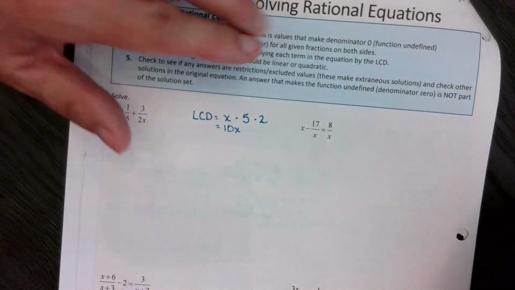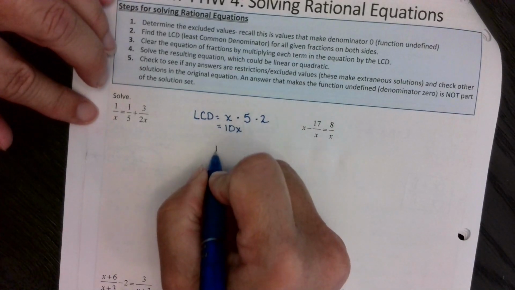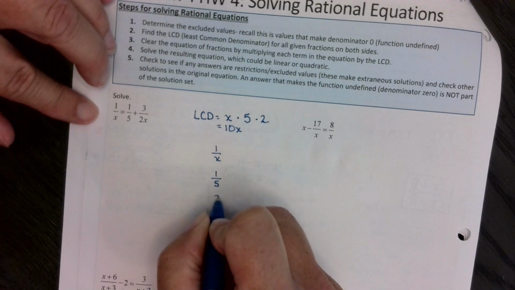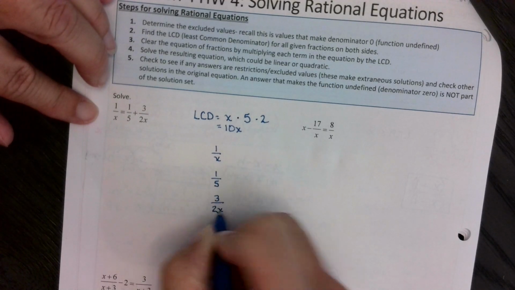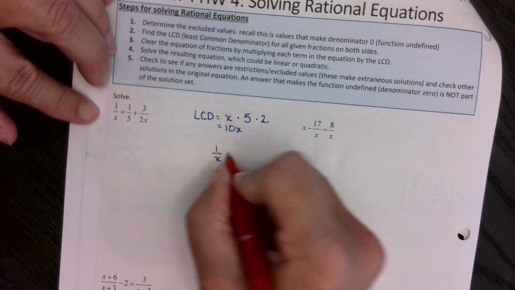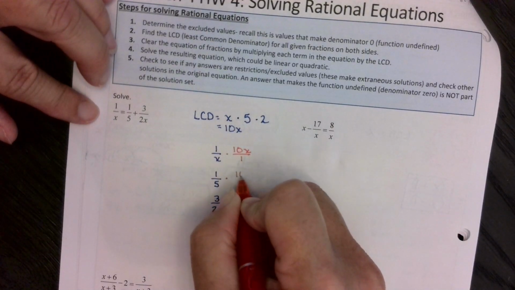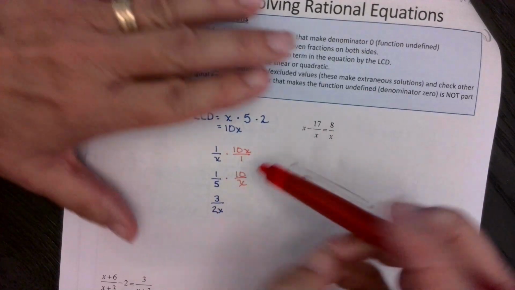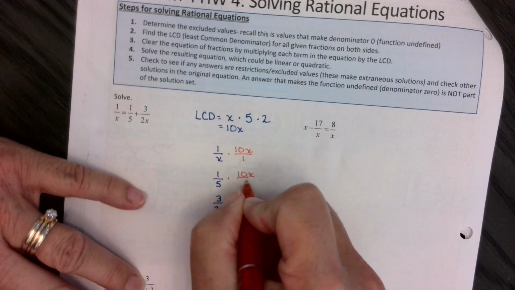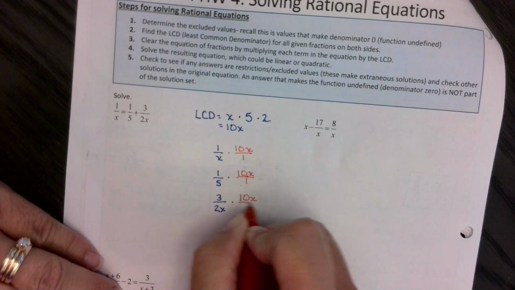So what you're going to do is you're going to take each of these, you're going to take your 1 over x, you're going to take your 1 over 5, and you're going to take your 3 over 2x. And you are going to multiply by your LCD. You're going to multiply 10x over 1, multiply this by 10x over 1. Let's try and write that correctly. And multiply this one by 10x over 1.